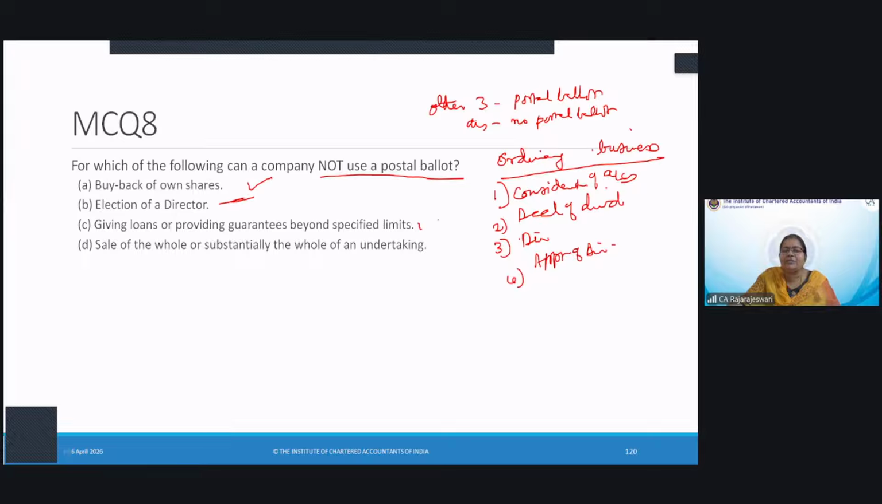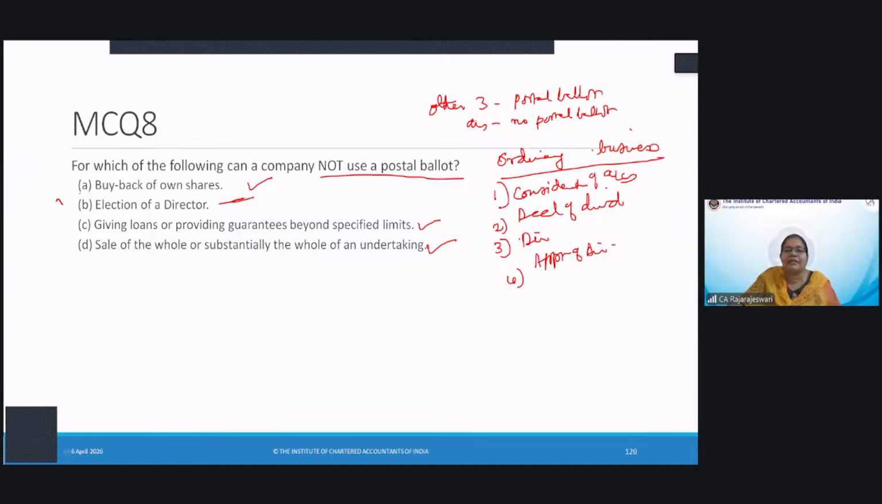Giving loans beyond the specified limit, extending guarantees or providing securities. So it comes as a rhyming thing. So they have asked in that question only giving loans or providing guarantees. Then sale of whole or substantially the whole of the undertaking. This also should come. You should use postal ballot. Mandatory things wherein postal ballot is required. So the answer is only B.